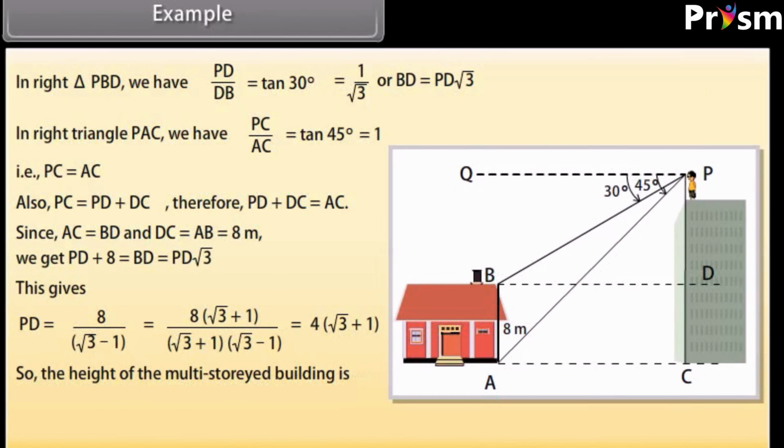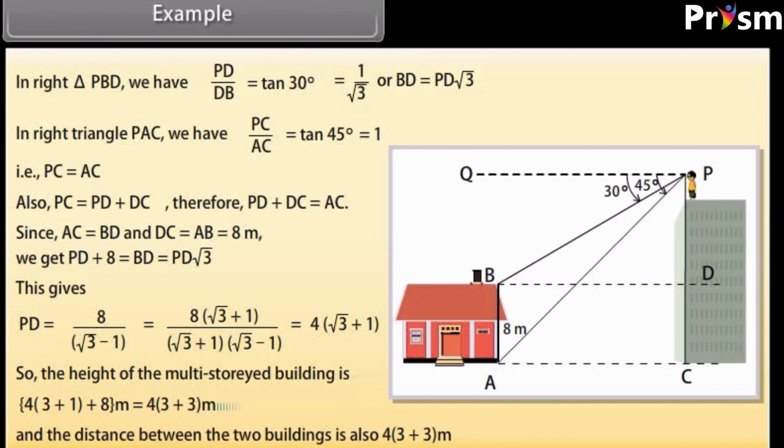So the height of the multi-storied building is 4 into square root 3 plus 1 plus 8 meter, which is equal to 4 into square root 3 plus 3 meter. And the distance between the two buildings is also 4 into square root 3 plus 3 meter.